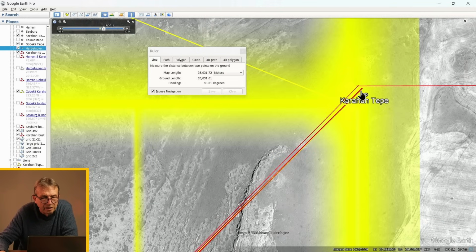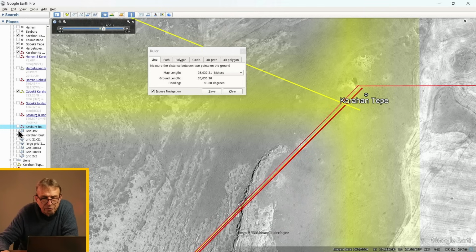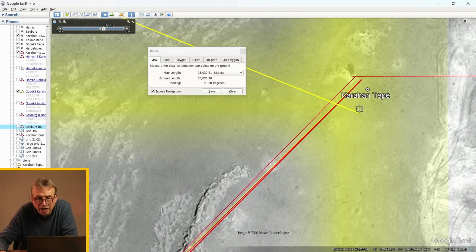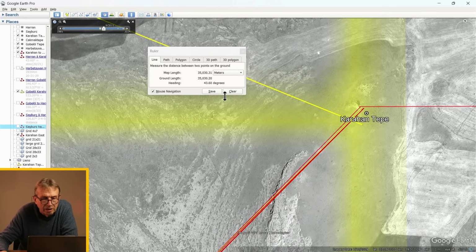We can see here that the angle is 43.60 degrees. Again, I've got a big grid there. Perhaps I can take that off so we can see a little better what's going on. Okay. Here's the site of Karahan Tepe. This is exactly the center of Karahan Tepe. And we see that the line coming up has an angle of 43.6 degrees exactly from the center of the square at Harran up to Karahan Tepe.